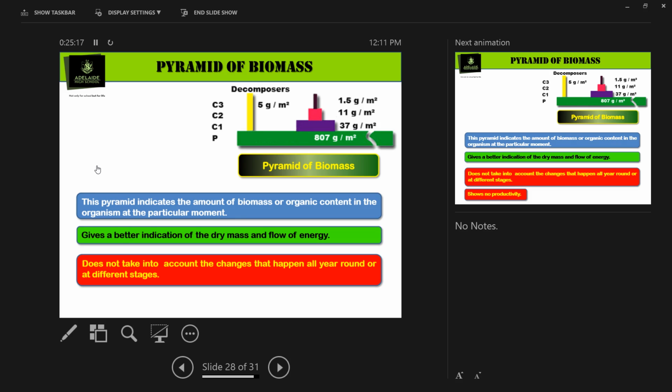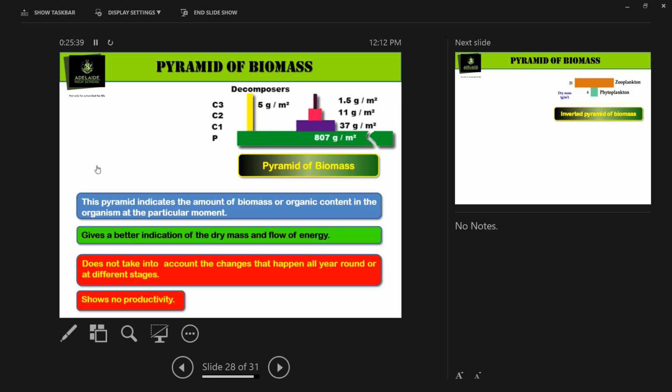It does not take into account the changes that happen all year round at different stages. So it's only taking into consideration the biomass at a particular point. It could be during winter, it could be during summer. So there are many factors that you take into consideration when you deal with the pyramid of biomass. And it shows no productivity as well.